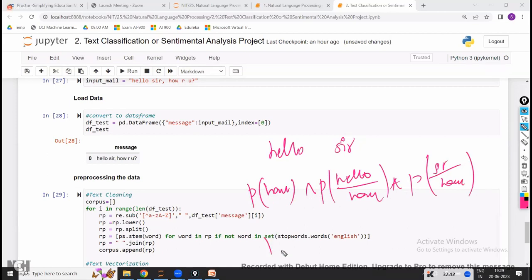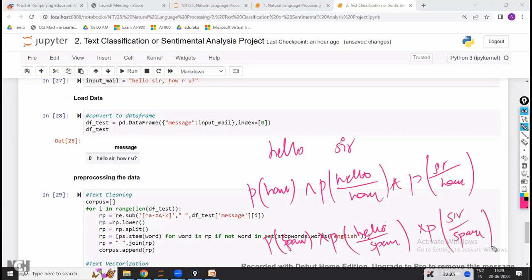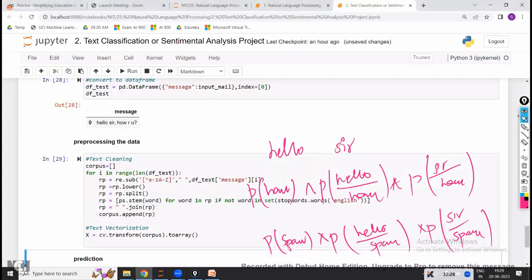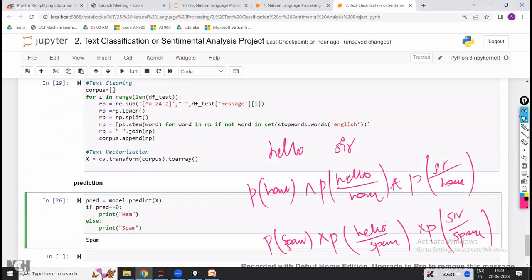And similarly, what is the probability of spam? And what is the probability of hello given spam? And what is the probability of sir given spam? It is going to do it like this. After calculating both of them, whichever has the higher probability, it is going to select that one. Model.predict on this mail, it is going to work in this way. It is going to tell me ham, which is a normal mail. Why is it considered a normal mail? Because hello and sir words are associated more with ham than with spam. In spam mails, hello and sir are less.